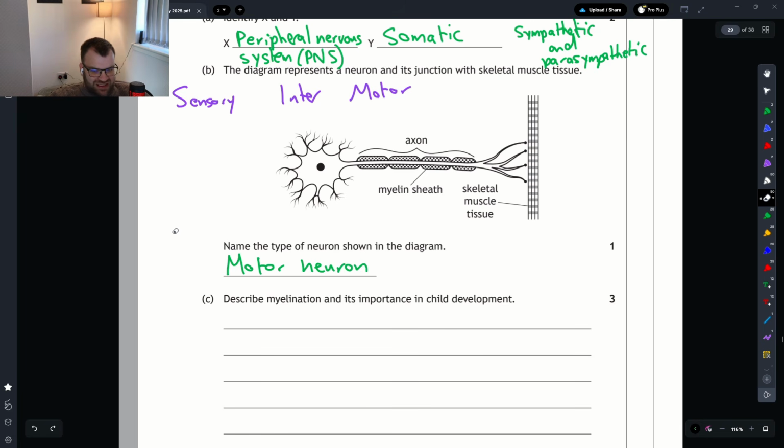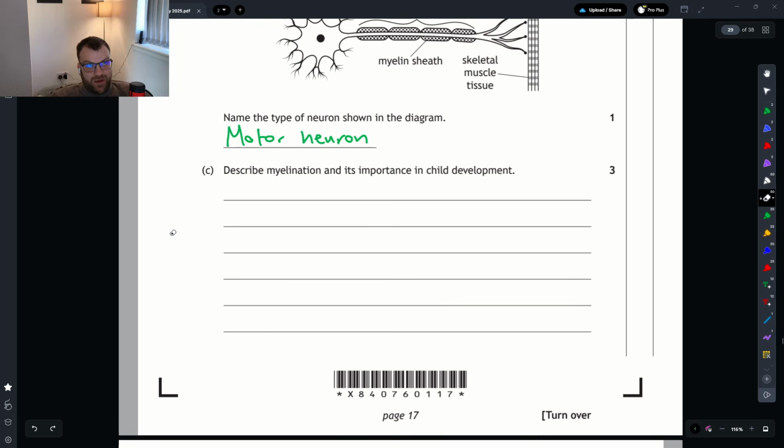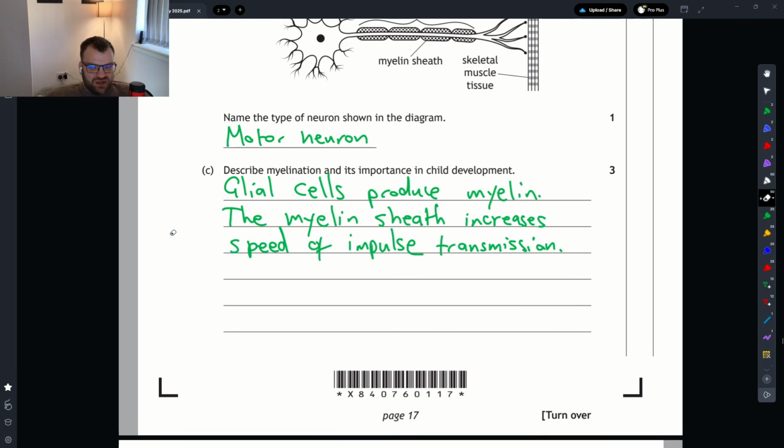Dealing with myelination, myelin is produced by the glial cells. It helps speed up the transmission of impulses. That's going to improve the coordination. If you're going to start throwing objects at children, the younger the child, the more likely they are to be hit by it. As their myelin increases, they will be able to dodge it a little bit more as they get older.